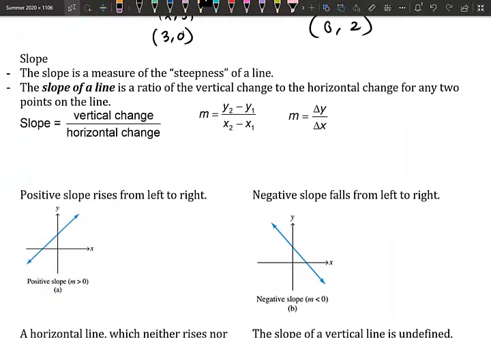Alright, slope is the measure of the steepness of a line. The slope of a line is a ratio of the vertical change to the horizontal change for any 2 points of the line. So it's vertical change over horizontal change, also known as y2 minus y1 over x2 minus x1. You might remember this from physics or chemistry. It means change of y over change of x, which means vertical change over horizontal change, which means y2 minus y1 over x2 minus x1. This is the formula we use. This is the one you should study.